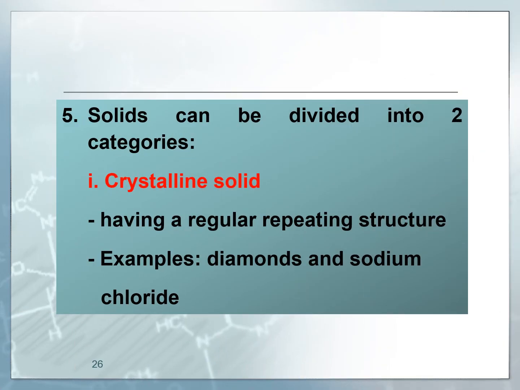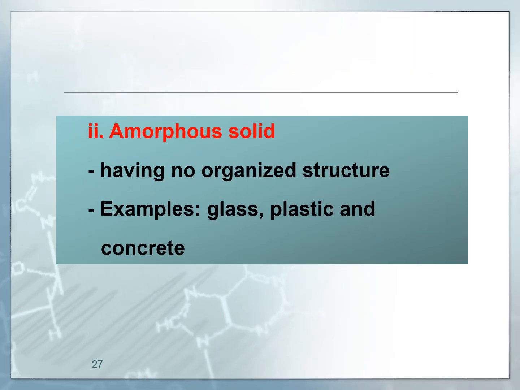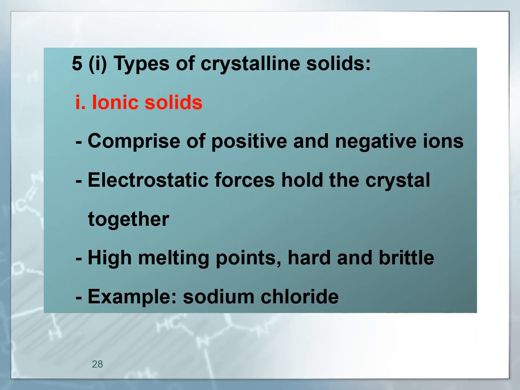Solids can be divided into two categories, which are crystalline solids and amorphous solids. Crystalline solids have a regular repeating structure and are more organized. For example, diamonds and sodium chloride. Whereas amorphous solids have no organized structure. As examples, glass, plastic, and concrete. Crystalline solids can be further divided into four general groups, which are ionic, covalent, molecular, and metallic solids.